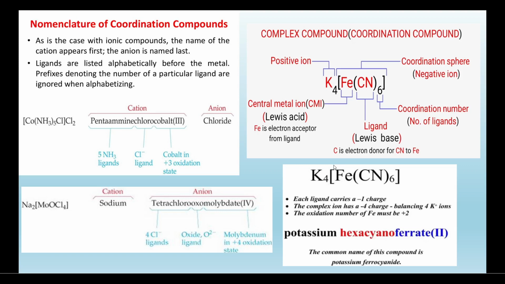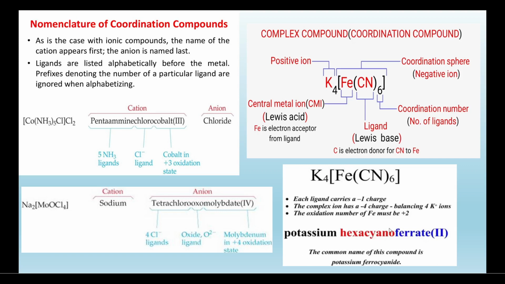Here -6 plus 4: there is a negative ligand charge of -6, and 4 from potassium. 6 minus 4 is nothing but +2, which means the iron must have an oxidation state of +2. Here, the first thing is that the cation is named first, potassium, then hexacyanoferrate. Ferrate means the ion is an anion. Here iron can also be named as ferrate(II).